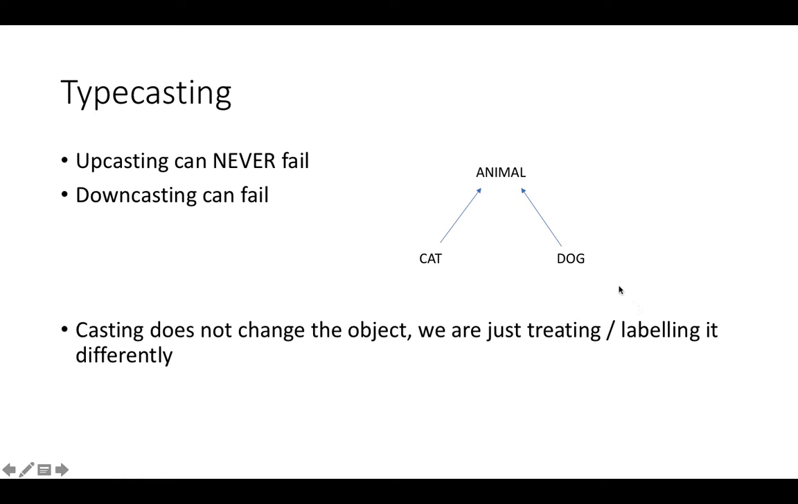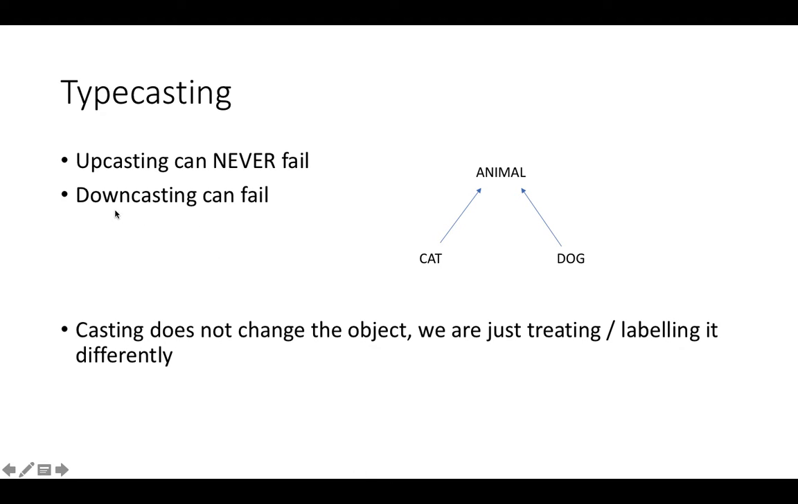We are just treating or labeling the object differently. So let's say I have a cat. You know that this is a cat. But when I say I'm treating this cat as an animal, I will not expect this animal to be able to see in the dark, because I'm treating it as a more general thing now. But it is still a cat. I know that it is still a cat. It's just that I'm treating it as an animal and not as a cat. So that is what this sentence actually means.